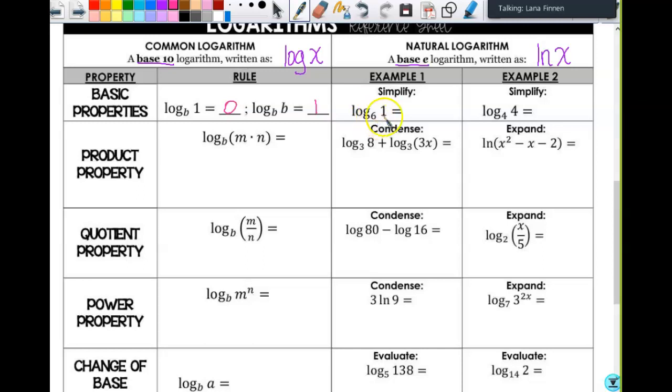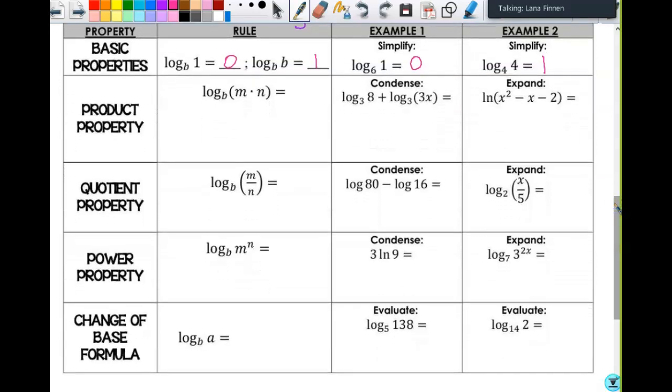So log base 6 of 1, anytime you take the log of 1, you get 0. Log base 4 of 4, if these two numbers match, you get 1 every time. Those are important things to know because that's going to help you with graphing and help you realize some easy things along the way.